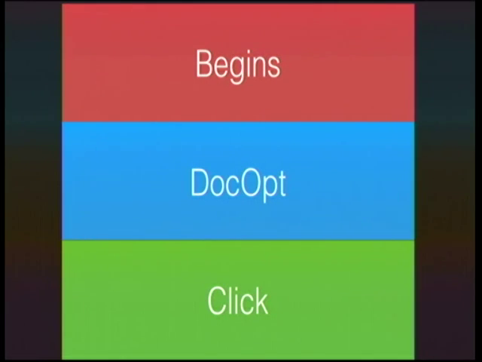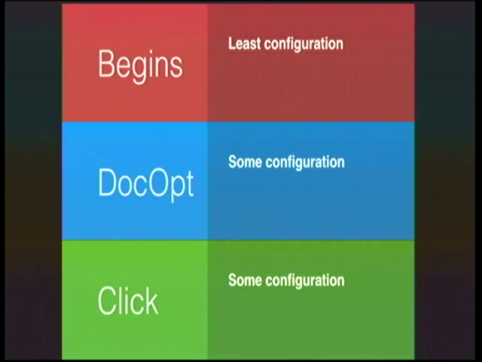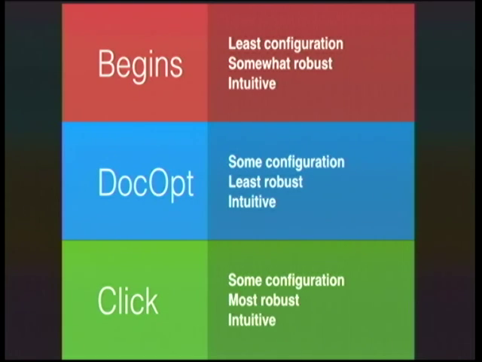Okay, so we're going to look at them. This order is somewhat arbitrary. We have begins, docopt, and Click. The way that I want you to think of them is this one requires the least amount of configuration, while these two require some configuration. Docopt, amazingly, is actually the least robust out of all of them. I would have thought it was begins because, if there's little configuration, it's probably less robust, but that wasn't the case here. Begins is somewhat robust, and Click is by far the most robust.